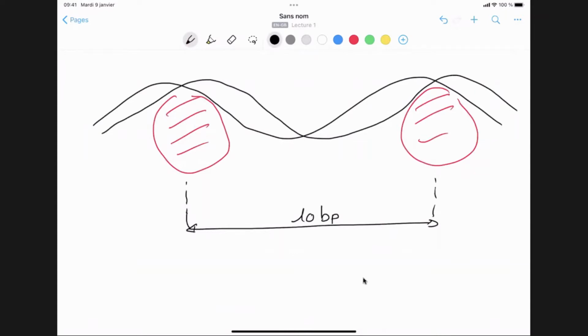Is it okay? Yes or no? Tell me, because if you don't understand, I will try to find other material to show you again.